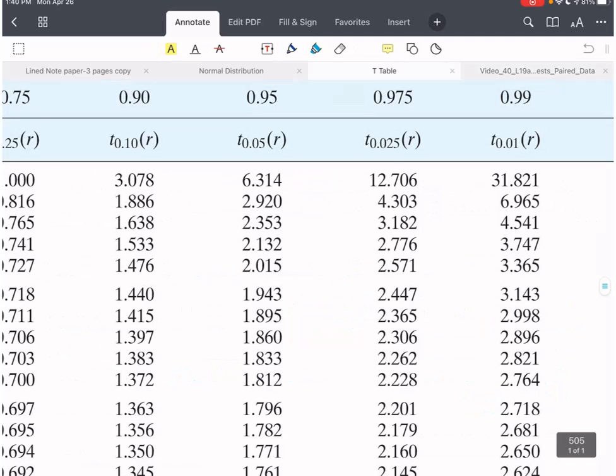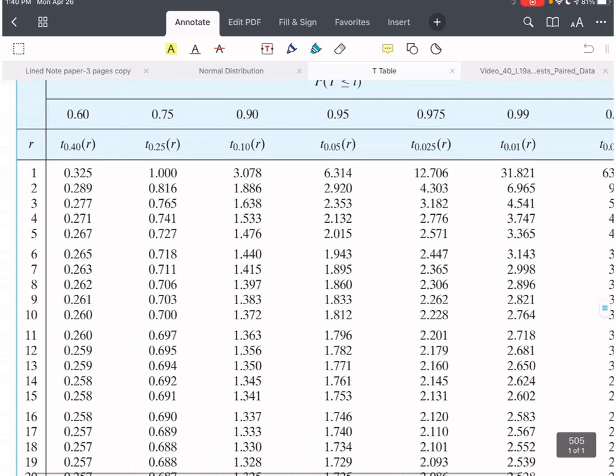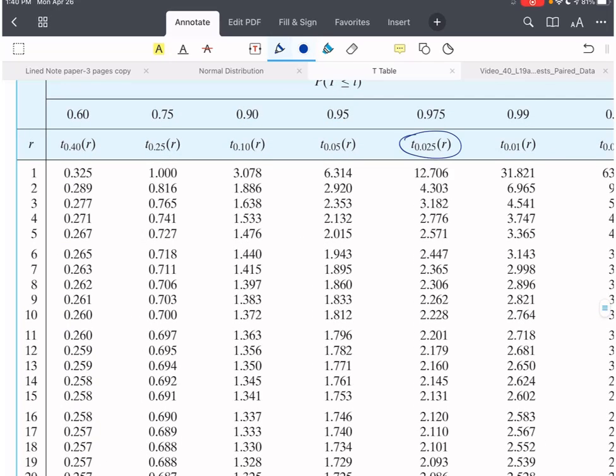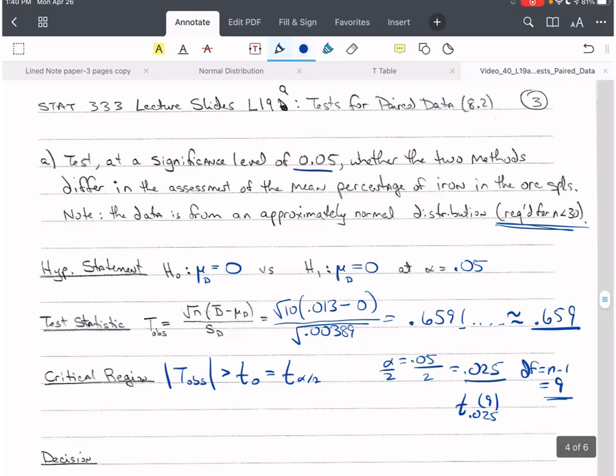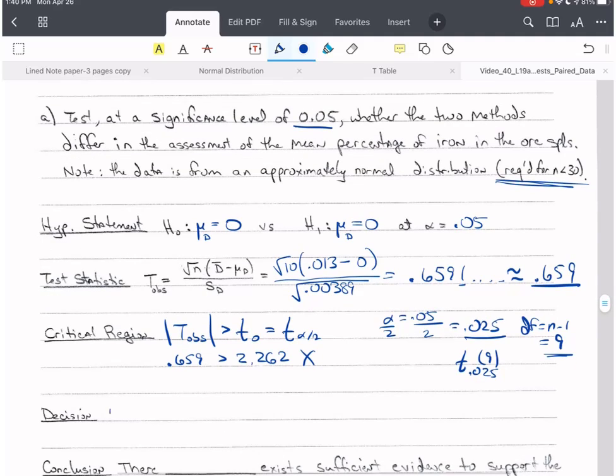So the t table, 0.025 is here, 9 degrees of freedom is here, 2.262. So this is 2.262, and the absolute value of this is still 0.659. This is not true, so we do not reject H naught.